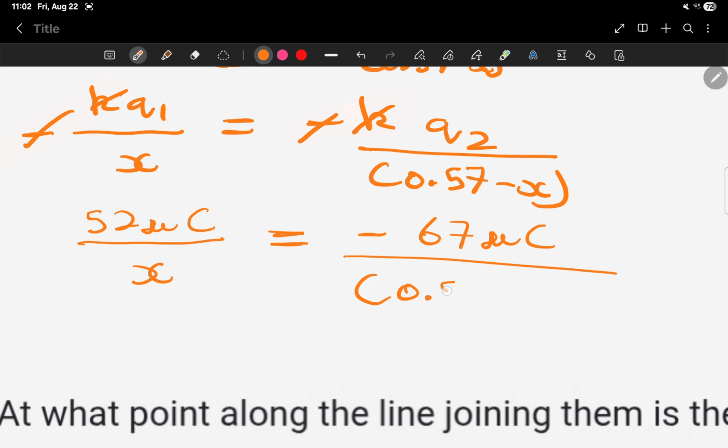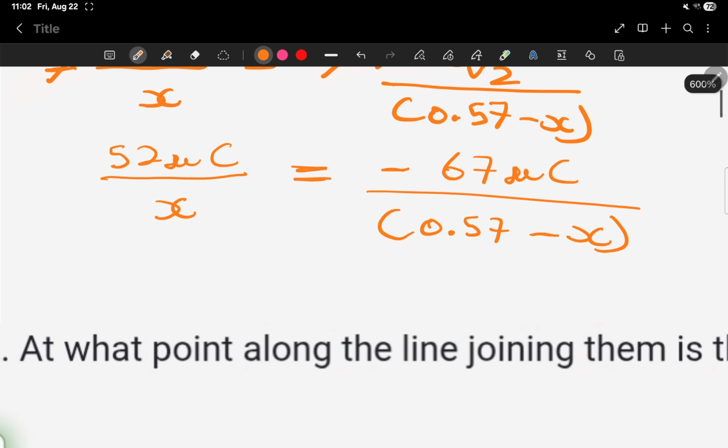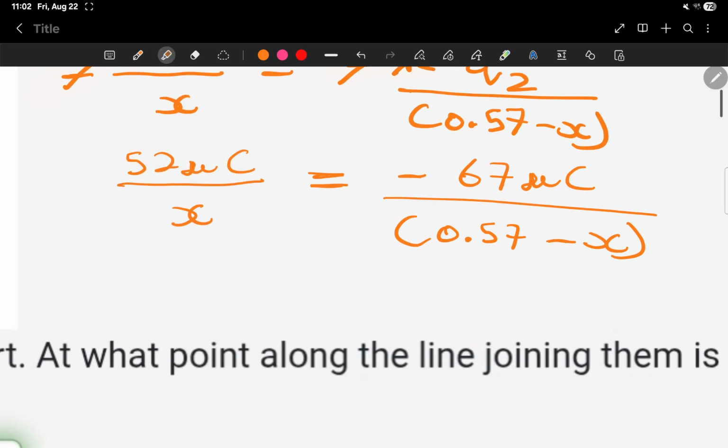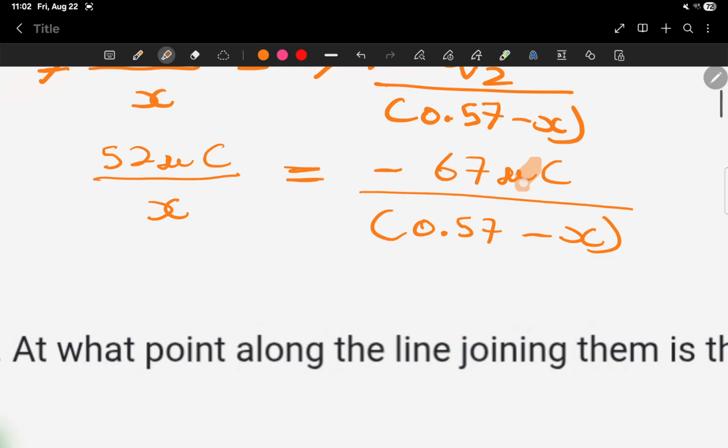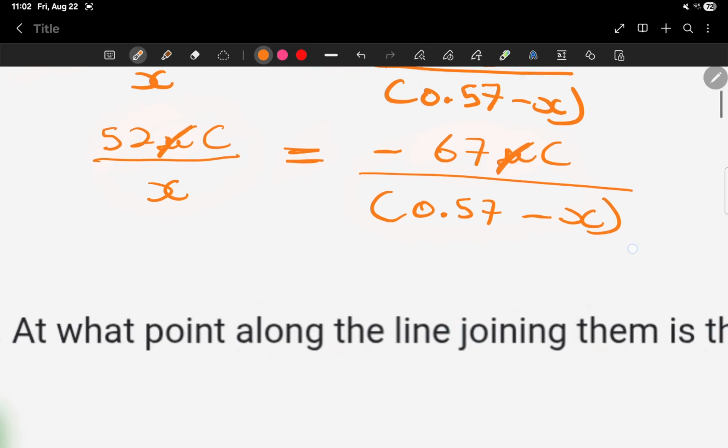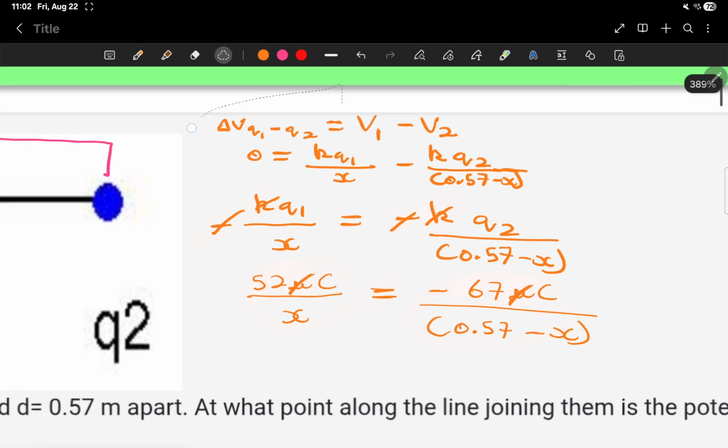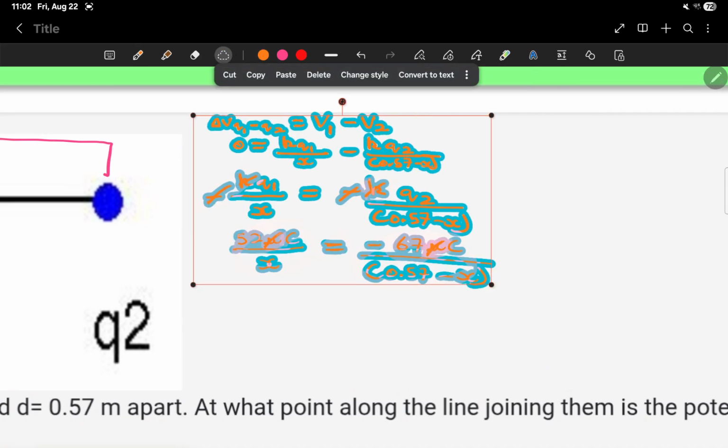Over 0.57 meters minus x. Okay, so look, again, before I solve for x, I realized that actually a few more things can cancel. Specifically the micro signs. The micro just means 67 times 10 to the negative 6, and the micro sign here is 52 times 10 to the negative 6. Since they're on opposite sides of that equal sign, they can cancel. So you can get rid of the micro, and that will save you a headache when you plug things into your calculator.